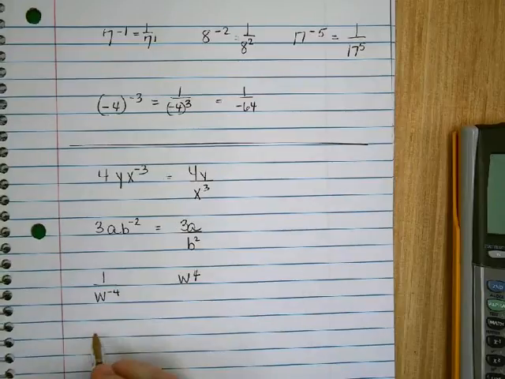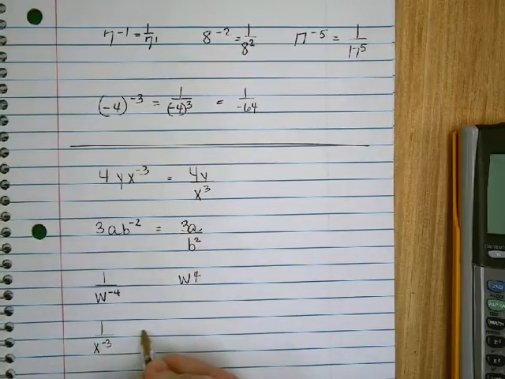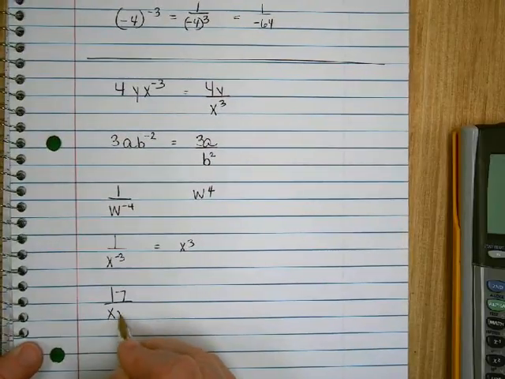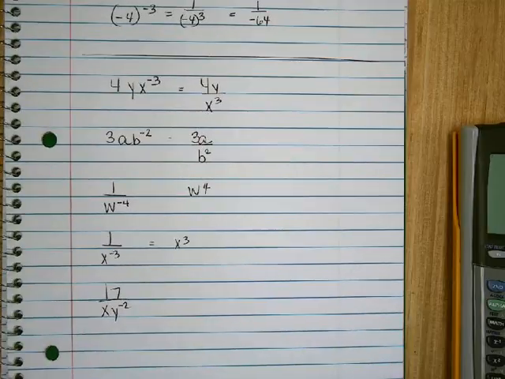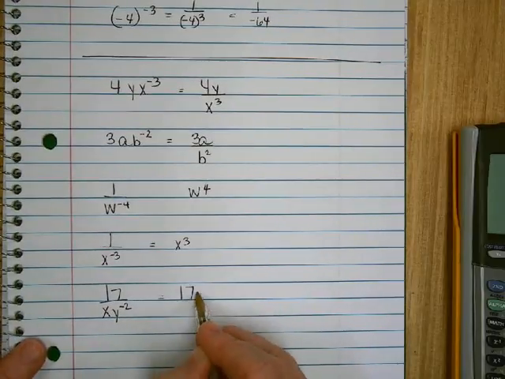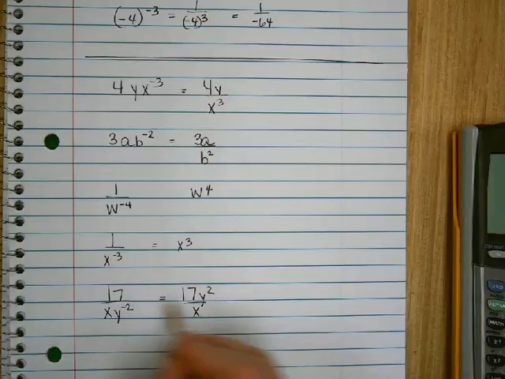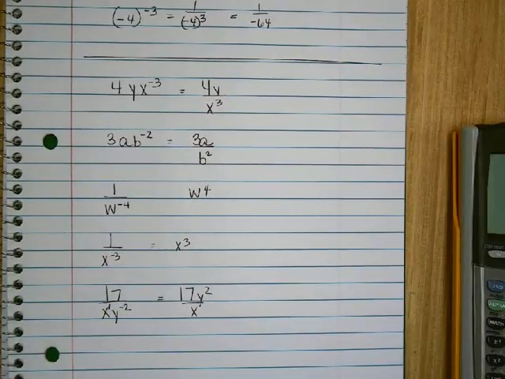What if I have 1 over x to the negative 3? What's that? What if I have 17 over x y to the negative 2? What part of that has to be moved? The y. So what does this translate into? Okay? Why did I only move the y? What is the exponent on the x? 1. When you do not see an exponent, that means there's a 1. What's the exponent on the 17? 1.